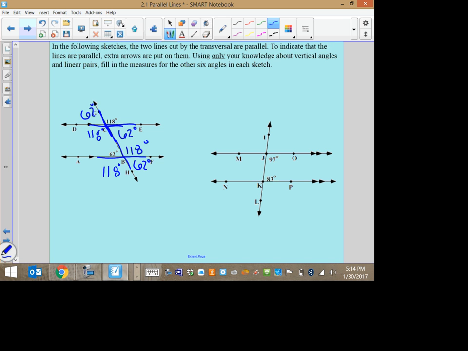So notice how the corresponding angles are congruent, and the vertical angles are congruent, and the alternate angles, both interior and exterior, are congruent. So see if you can fill out this second one quickly. I'll give you a minute to work on that.